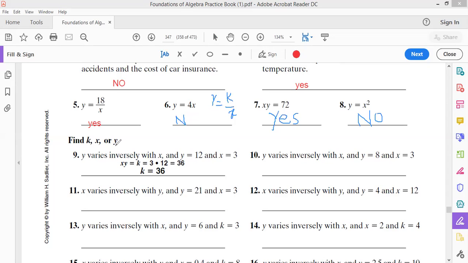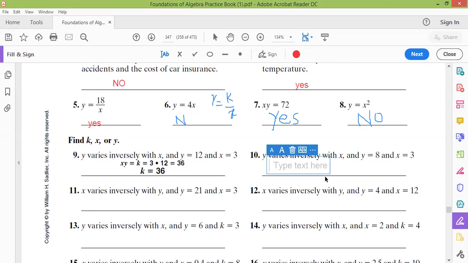Find K, X, or Y if we need. Okay. Let me solve this in another way. Okay, here. Read this question number 10. What is written there?